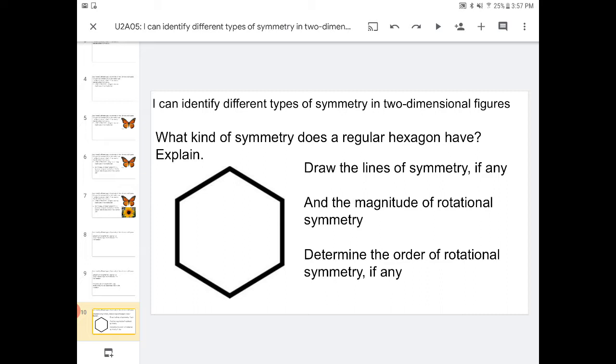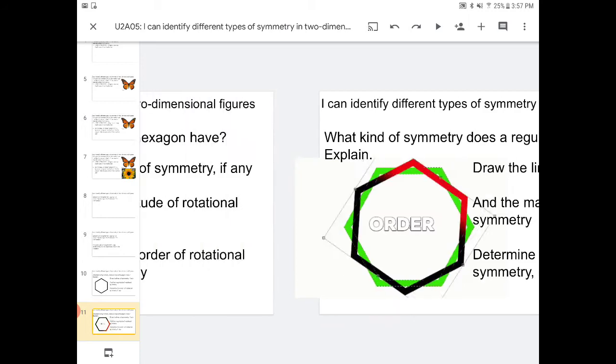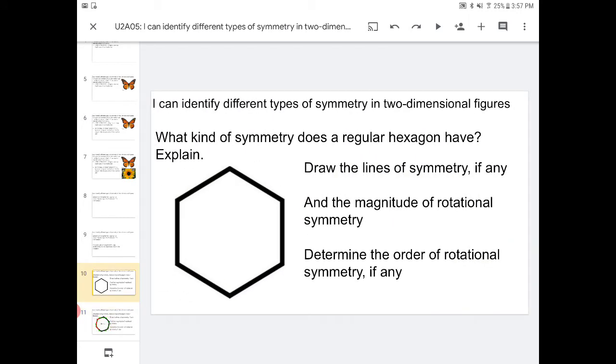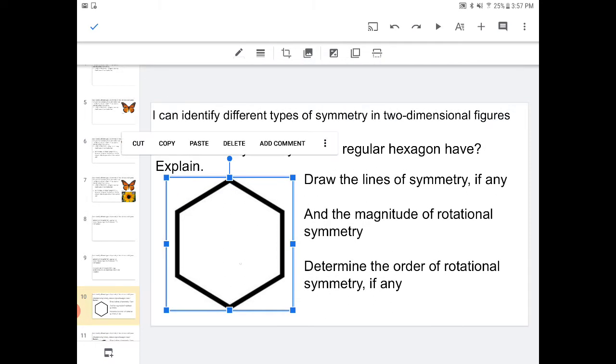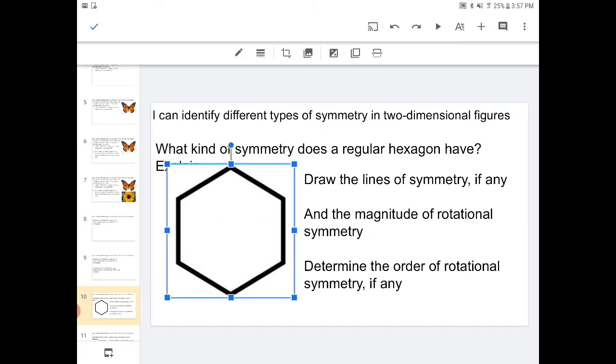So how many lines of symmetry are there? Looking at this, I can see that there are actually 6. We can connect from corner to corner. If we connect from corner to corner, we can have three lines going down, and then we can have three lines bisecting each of the sides.